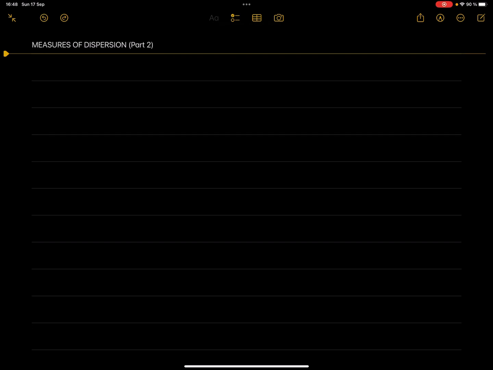Welcome to the second part of our lesson on measures of dispersion. Today we shall proceed with measures of dispersion for grouped data. In our last class, we started with the range, the interquartile range and the semi-interquartile range. So today we shall look into the range, the interquartile range and the semi-interquartile range, but this time around we talk about it for grouped data.